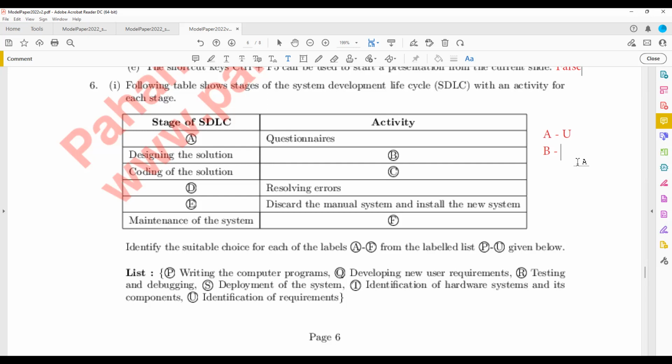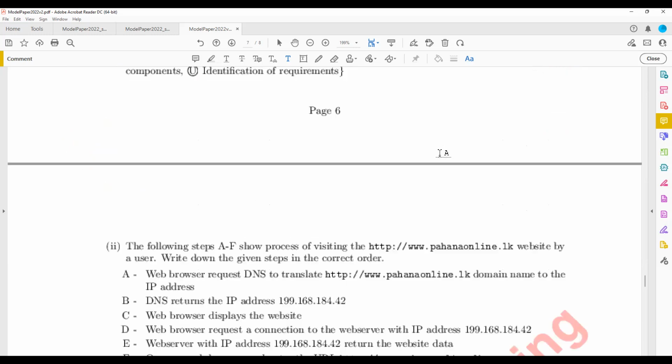So what is D? It should be T. Then C, T: it should be writing the computer programs, that is coding. Then D, R: it should be testing and debugging. And E, S: deployment of the system. And then F, Q: developing new user requirements. Good. So it's not that hard.